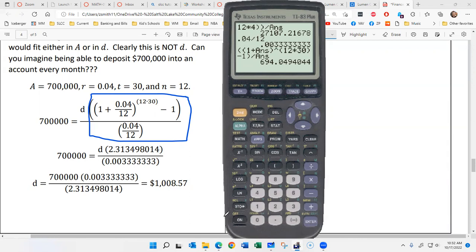Now the 694.049444, that would be if you divided the 2.3-ish number by the 0.003-ish number. That's what this would be. This is also the new number in the answer button position. So we basically have D times this equals 700,000. So to solve, we need to do the 700,000 divided by this stuff, which is now in the answer button. And this way we can keep ourselves from having to write down all these numbers and still get full precision with our answer.